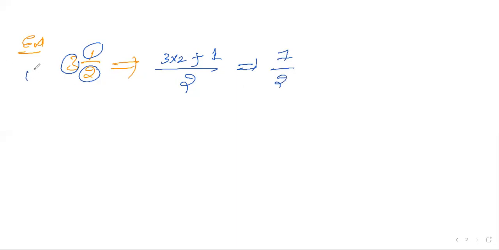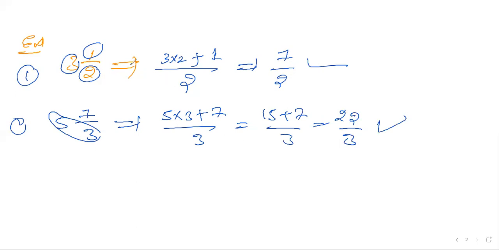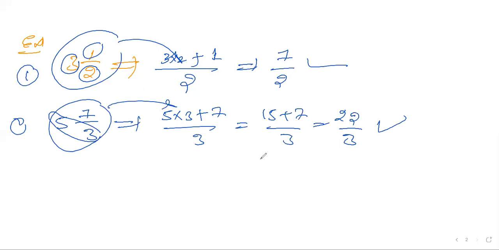This is example 1. Next, let us take 5 7 by 3. What you can do is multiply first: 5 into 3, plus the addition of 7 by 3. This is 15 plus 7 by 3, which becomes 22 by 3. This is the way you can convert a mixed fraction into an improper fraction. Okay, this is very clear.